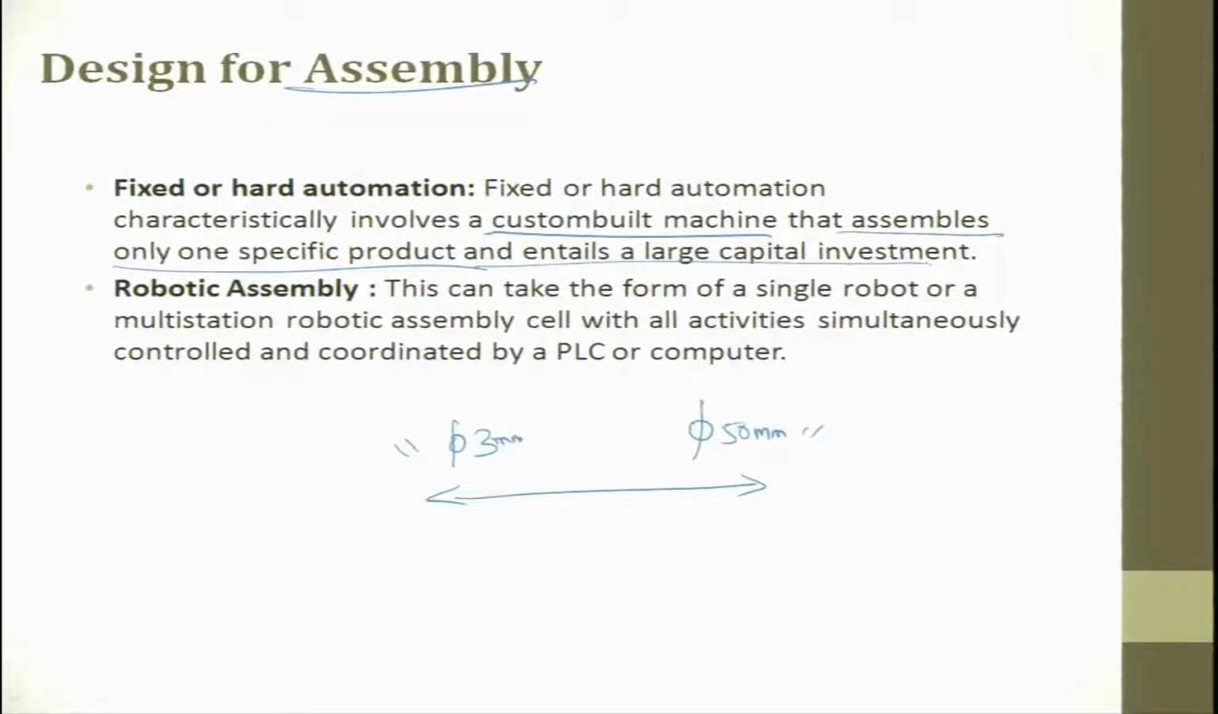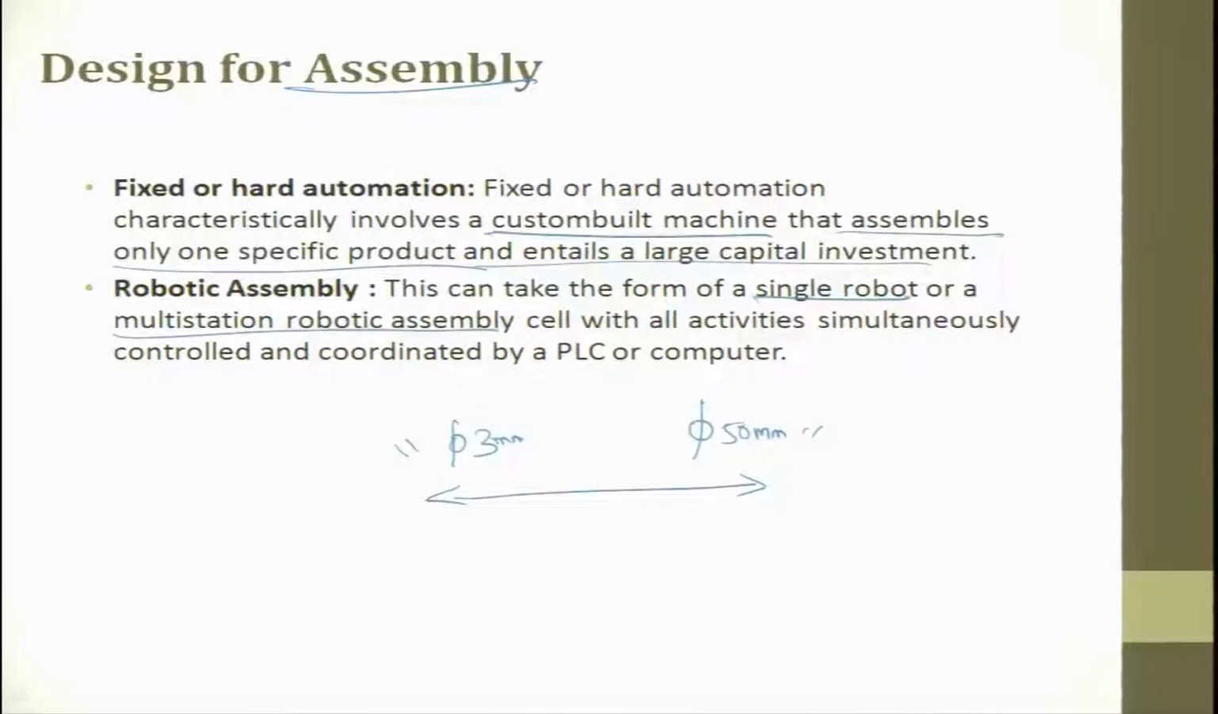That means to say day in and day out it will try to produce only one part, and there can be a very small variation happening, but it is capital intensive, and the production rate is very high in fixed or hard automation. When you talk about robotic assembly, this can be taken in the form of a single robot. The biggest advantage, as I said earlier, is reprogrammability, or a multi-station robotic assembly cell with all activities simultaneously controlled and coordinated by a PLC or a computer. This gives the flexibility of reprogramming.